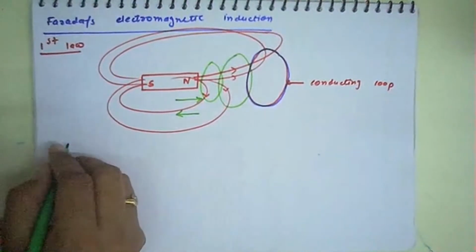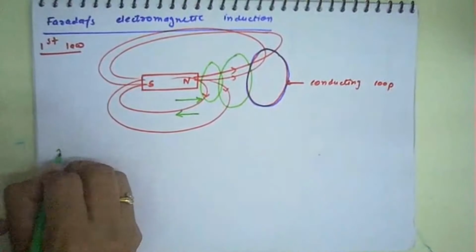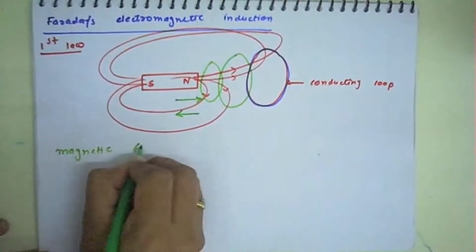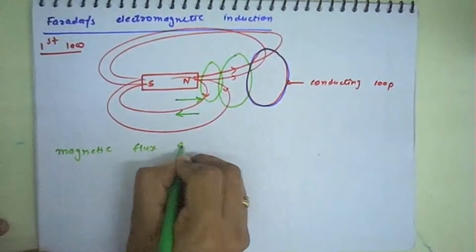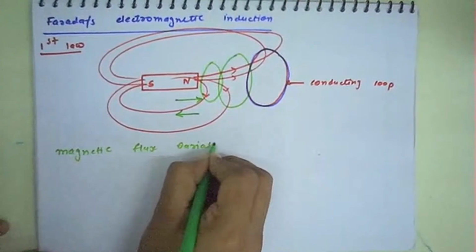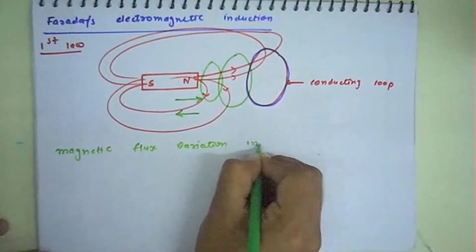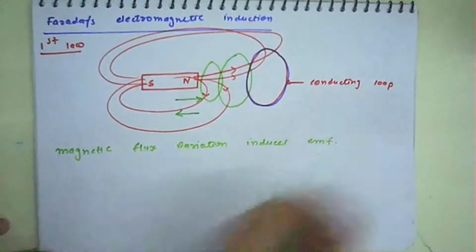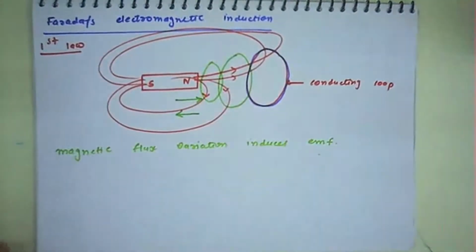The magnetic flux variation induces the EMF. Now, in order to understand what magnitude is induced, we have to look at the second law.